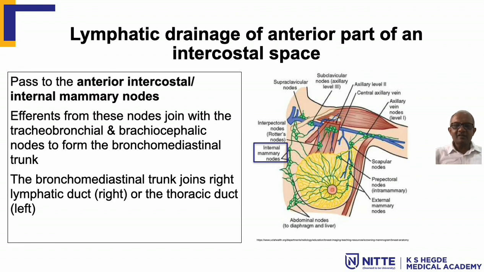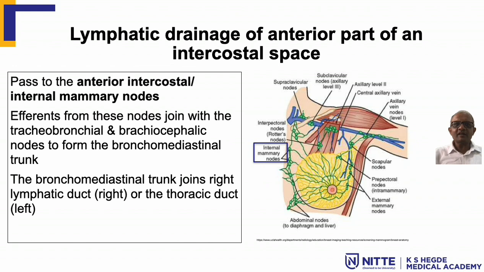Let's begin with the lymphatic drainage of the anterior part of an intercostal space. You are all aware that there are certain nodes called anterior intercostal nodes and internal mammary nodes. So the lymphatics from the anterior part of an intercostal space will of course go to these nodes. That means they pass to the anterior intercostal and internal mammary nodes.